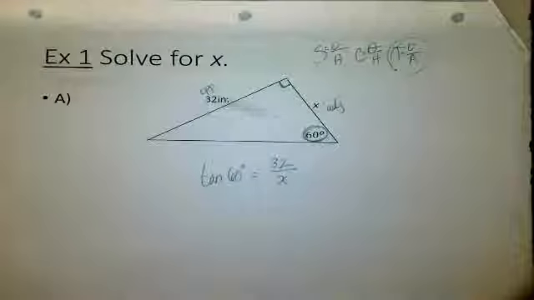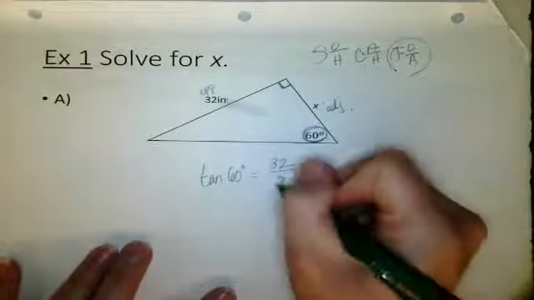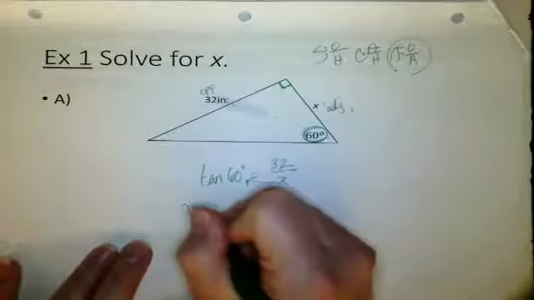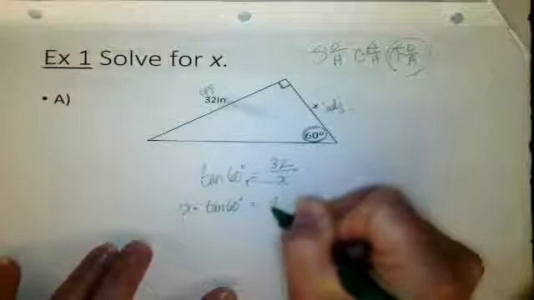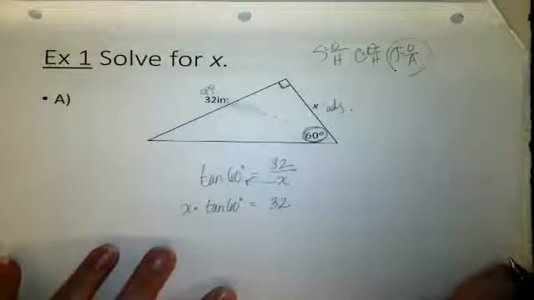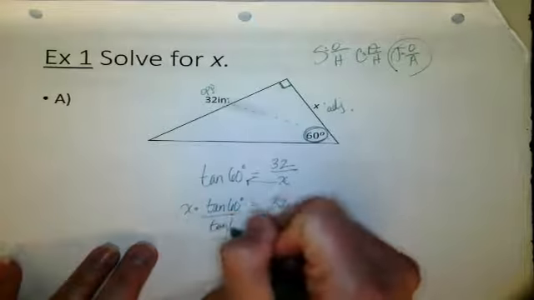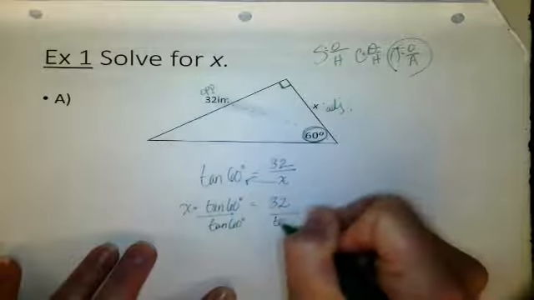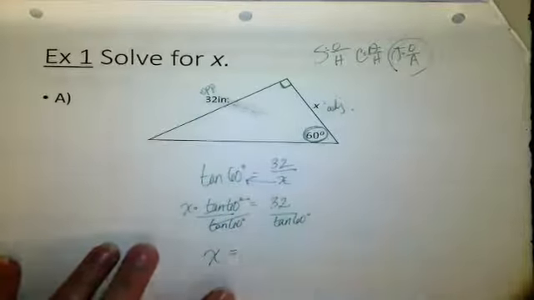And now it's just a matter of solving. So what should I do to get x? Yeah, cross multiply. Or I'm just going to multiply the x over here. So x times the tangent of 60 degrees equals 32. And then how do you get x by itself? Yeah, divide by the tangent of 60 on both sides. All right, and so then that's what we get to plug into our calculators.